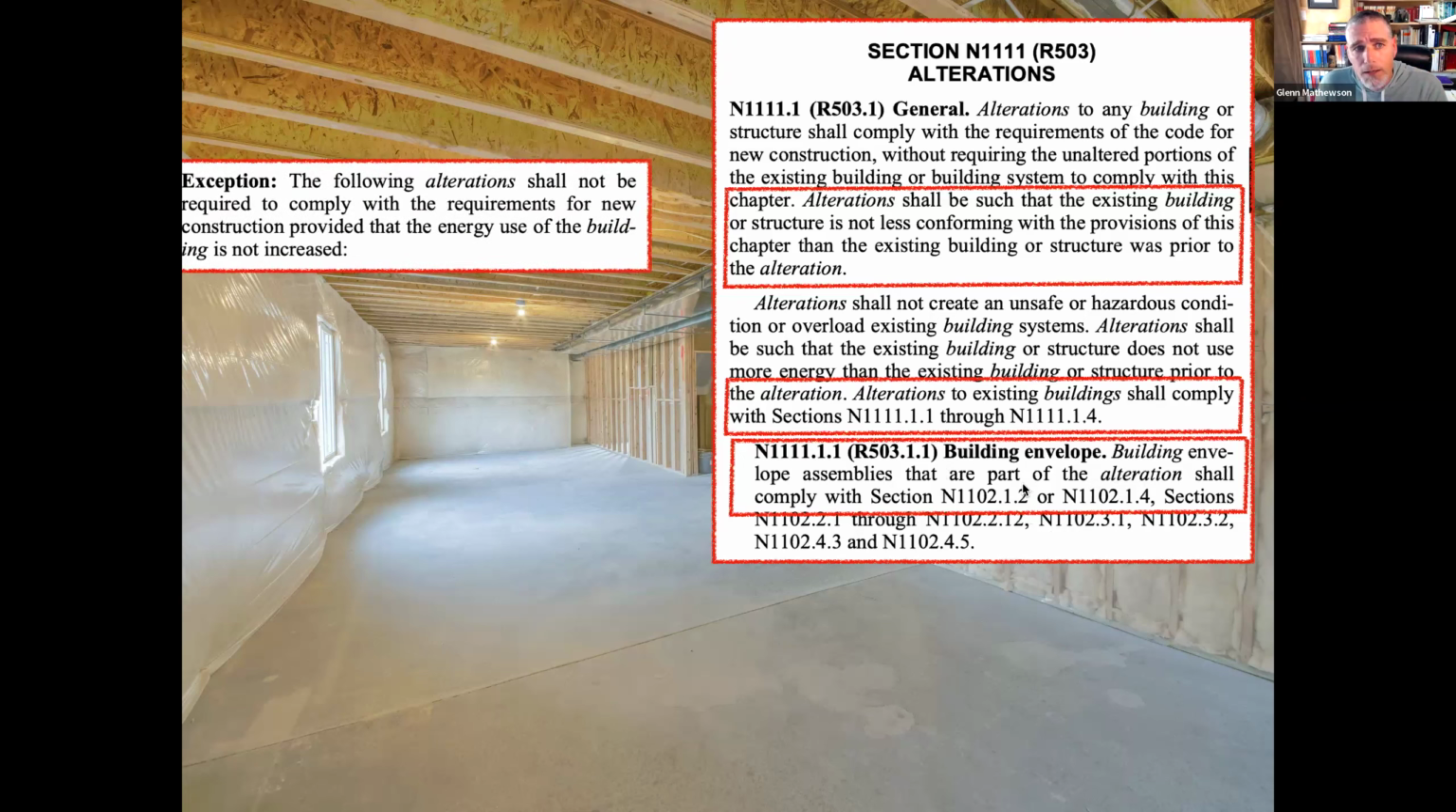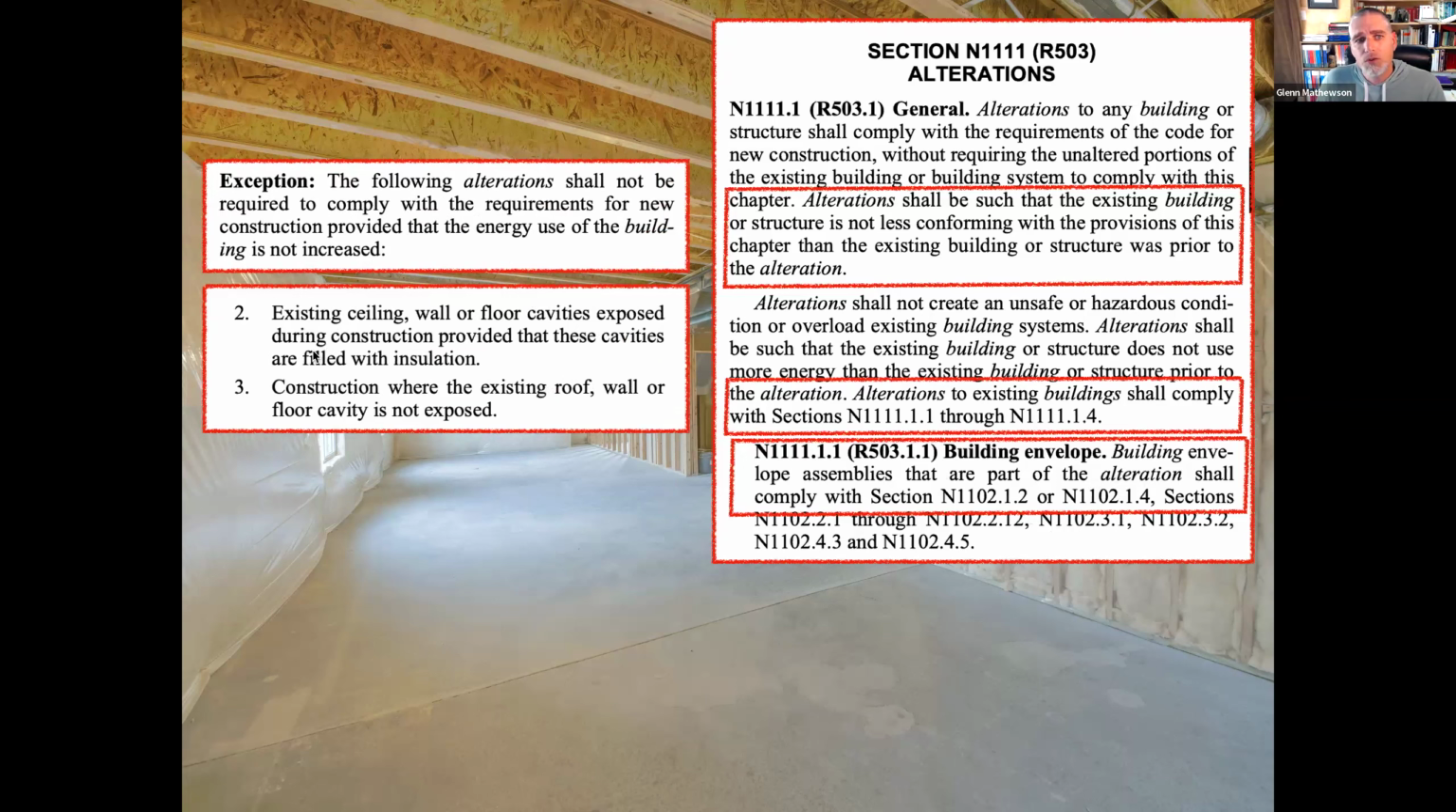So we've got to keep reading to the exceptions, because the exceptions then say, hold on, if I'm not increasing the energy use, then I've got these two exceptions. Existing wall cavities that are exposed can simply be filled with insulation. Well, these aren't exposed. I'm not ripping that off, and they're already filled with insulation. So what about the next statement? Construction where the wall cavity is not exposed. So, just taking you through a path, there's more I wanted to talk about on this, but I've got to wrap it up.